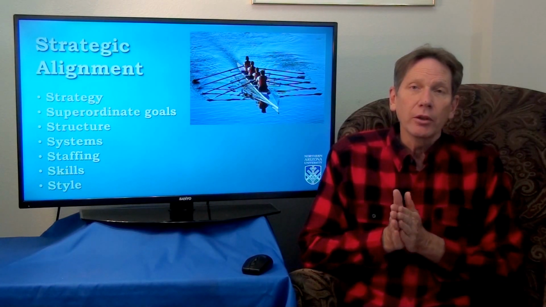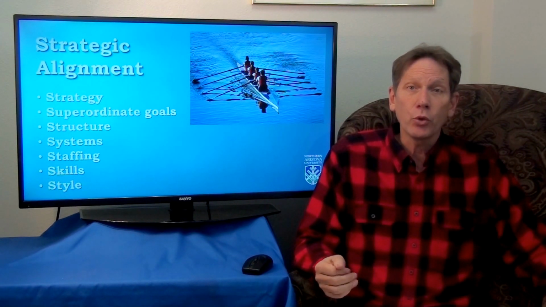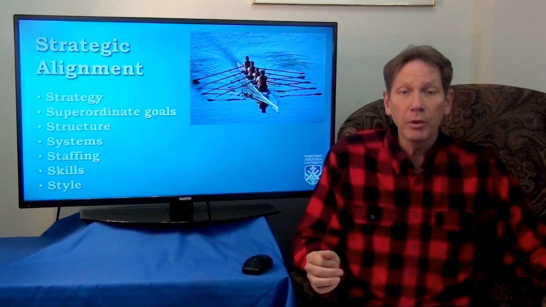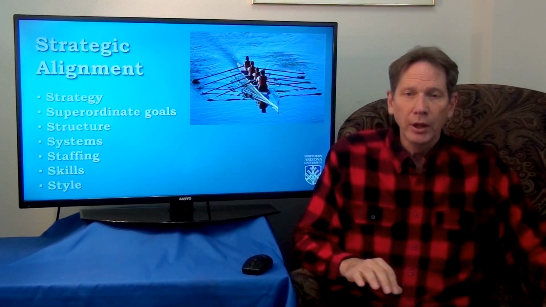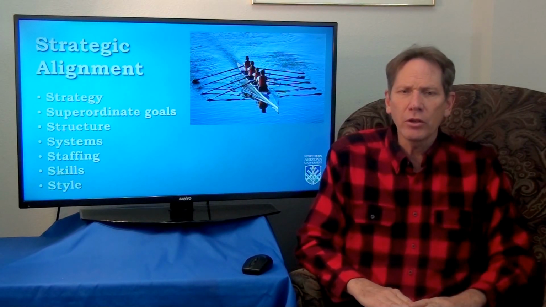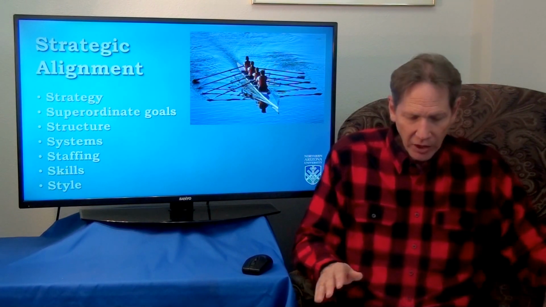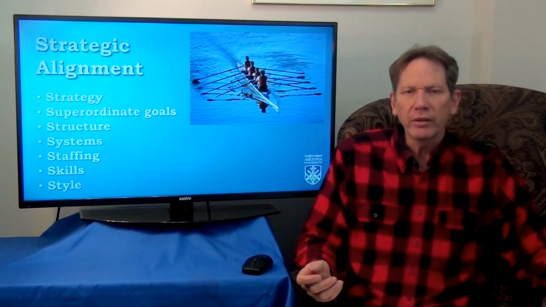Okay, your skills. Your staff needs to have the skills, of course. A lot of those skills have to come through training. We'll talk more about that in a minute. And that training has to be the right kind of training given to the right people. And again, all of this is going back to the strategy, the superordinate goals. And then the style of the company, its culture needs to really fit with these goals.